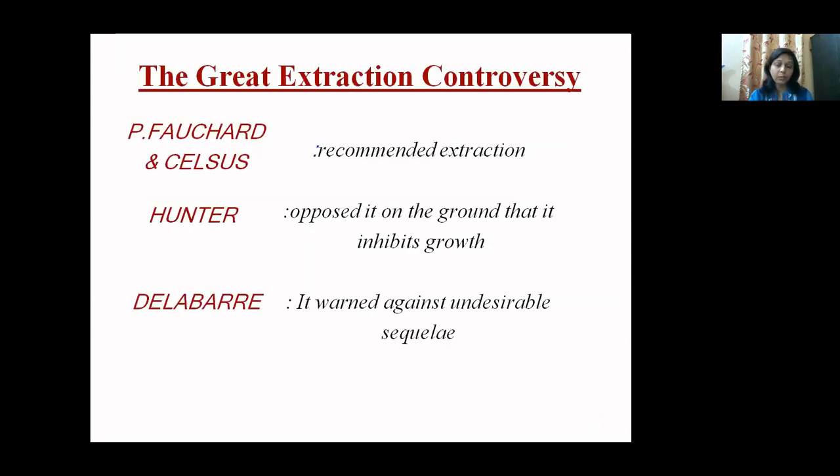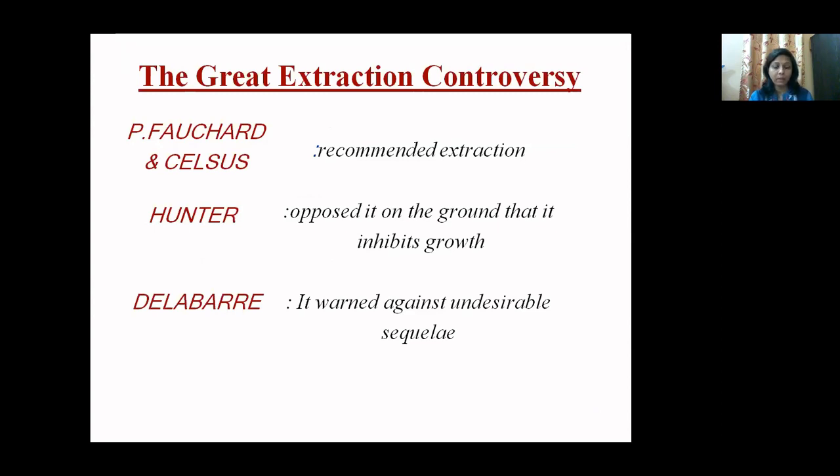Because Engel was an advocate of the non-extraction philosophy, and later on Tweed described extraction treatment as mandatory for the correction of malaligned teeth, there was a great extraction controversy in 1911.